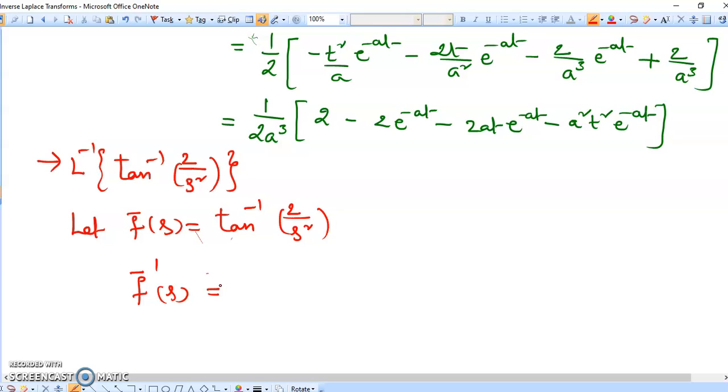So I have chosen f bar of s, and now I need to calculate the derivative. Tan inverse x derivative is 1 by 1 plus x square. So I have 1 by 1 plus 2 by s square, and the derivative is 4 by s to the power of 4.